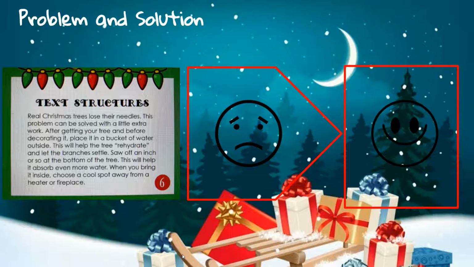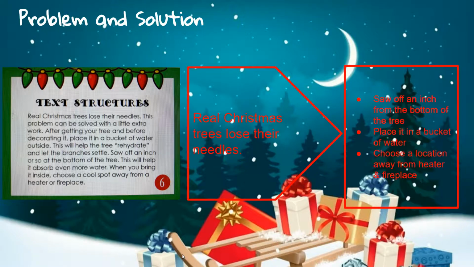Saw off 1 inch or so at the bottom of the tree. This will help it absorb even more water. When you bring it inside, choose a cool spot away from a heater or fireplace. So our problem is that real Christmas trees lose their needles, and that can make a mess, and also it won't look as nice. So we have a couple possible solutions that could help it keep its needles longer. First, you're going to saw off 1 inch from the bottom of the tree. You're going to place the tree in a bucket of water, and you're going to choose a location away from a heater or fireplace.